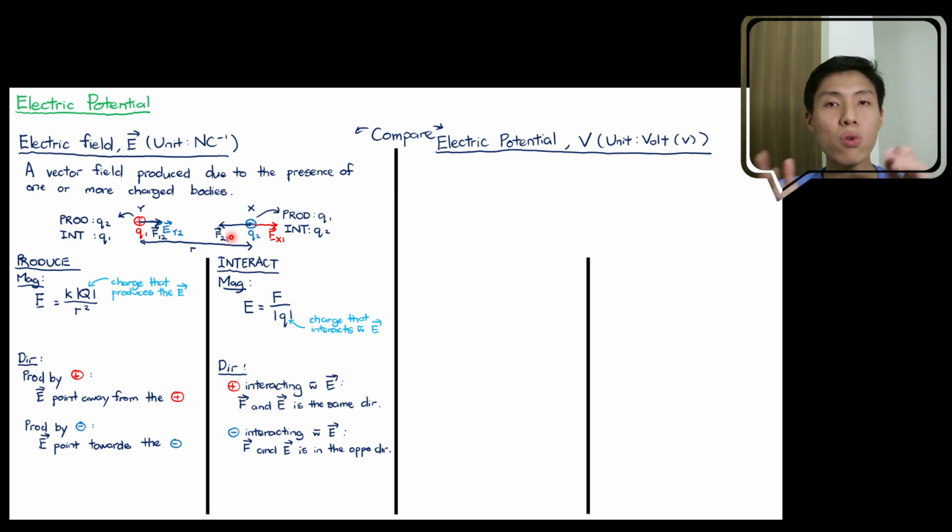Okay, so I'm going to draw a parallel between what we have learned here about electric field in section 1 and electric potential. Electric potential is actually a similar concept, just that electric potential is not a vector field. Electric potential is a scalar field.